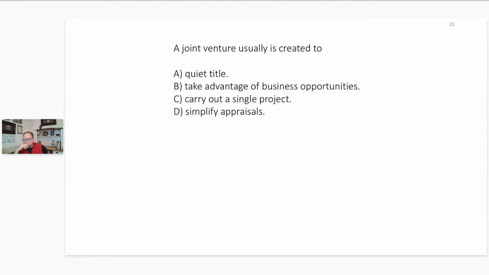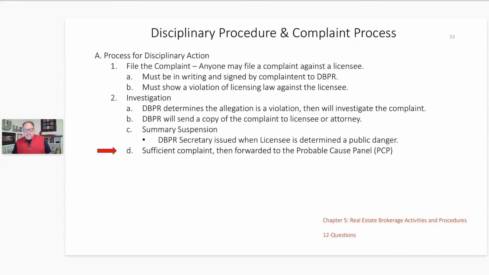Right? Carry out a single project, activity. Don't have to register that with DBPR. Very good. All right. Chapter 5, one of the biggest sections here, 12 questions: real estate brokerage activities and procedures.